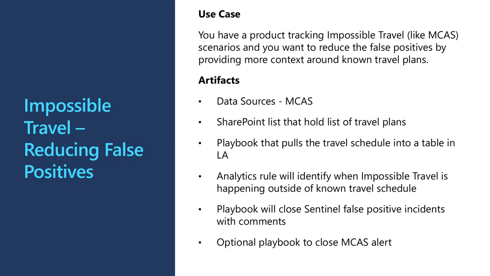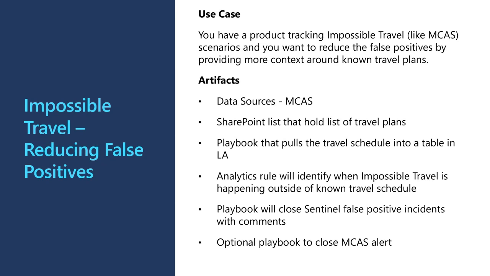So how we're going to approach this is we're going to start with looking for the MCAS alerts. MCAS is going to send us an impossible travel alert. We also do need to have a list of approved travel plans. So in our example, we're going to be using SharePoint just to give you a list of users. But that doesn't have to be SharePoint. It can be anything.